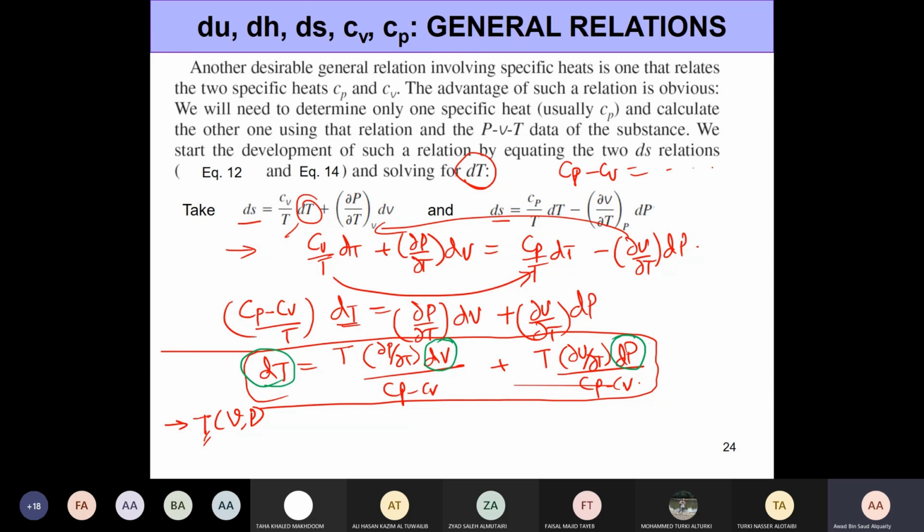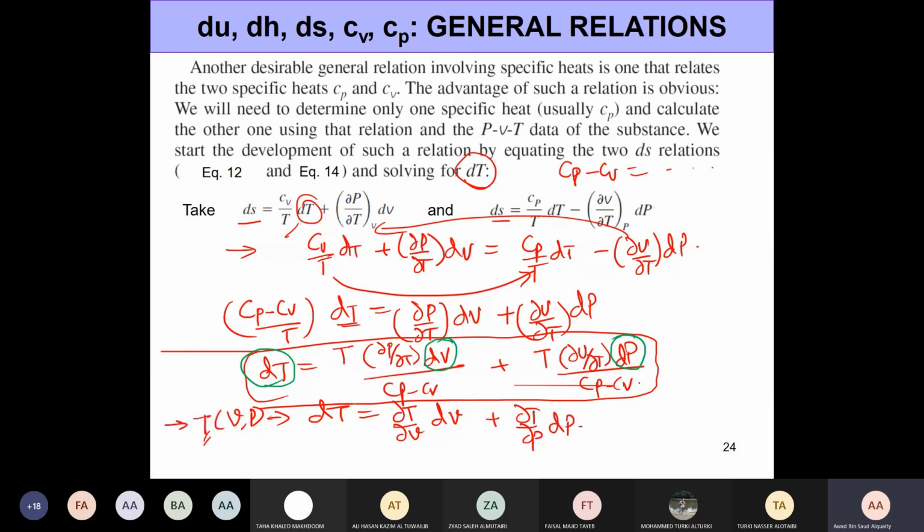Since we're dealing with a single phase, pressure and specific volume are certainly independent intensive properties. They also remain independent and intensive during phase change, but certainly outside the phase change process they are independent intensive properties. So if we say temperature is a function of specific volume and pressure, then we can write the total differential of temperature dT as ∂T/∂V times dV plus ∂T/∂P times dP.